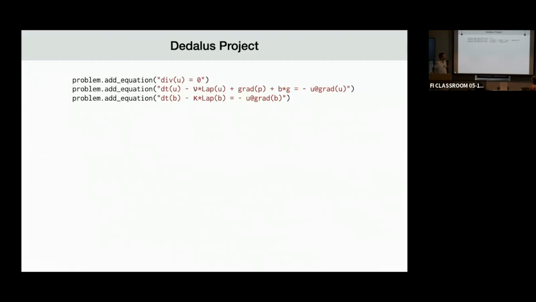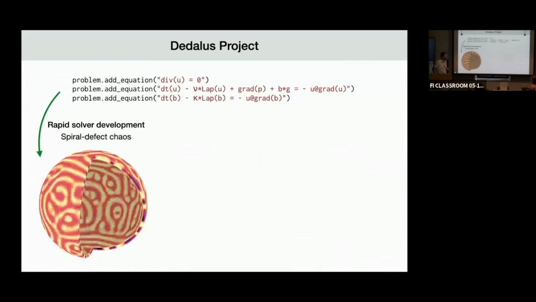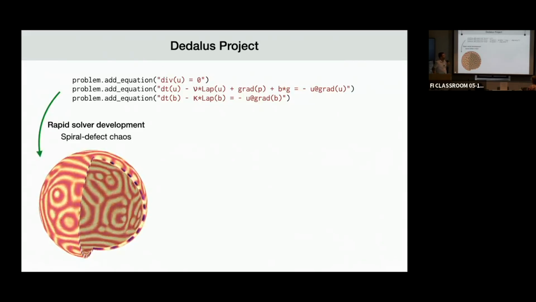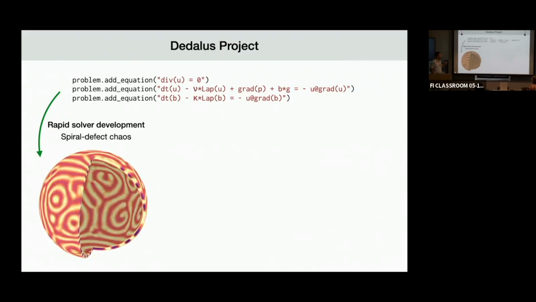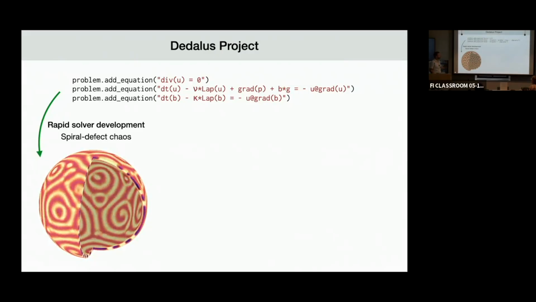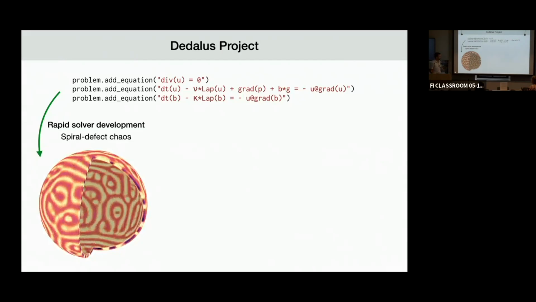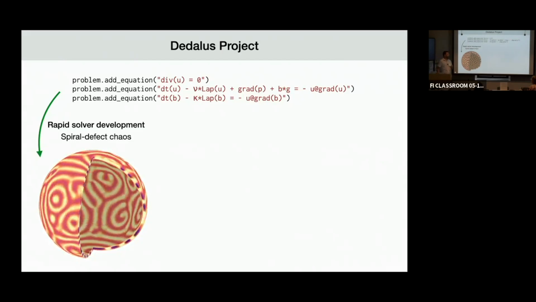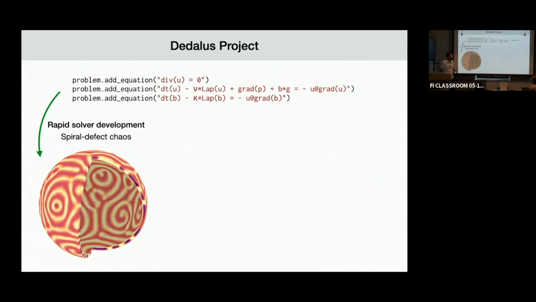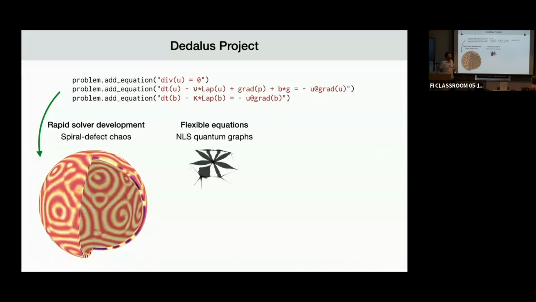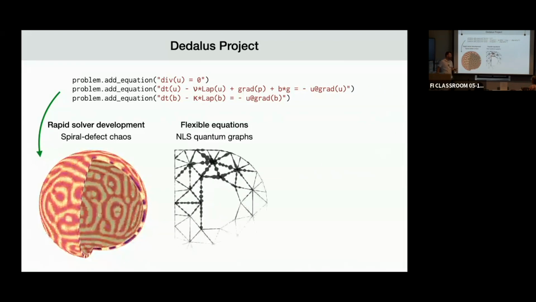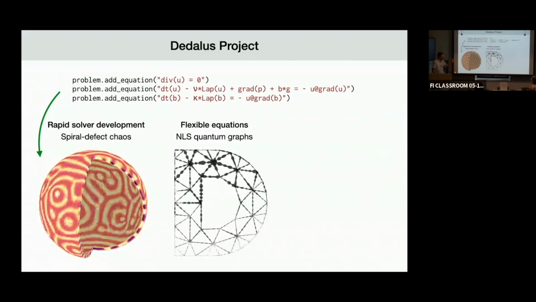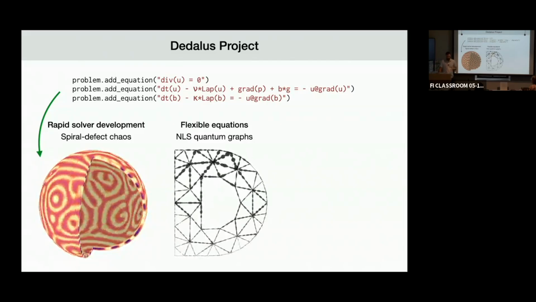So we just type in those equations, and then what the code does is it produces a spectral solver that solves the model that you enter. This enables you to rapidly explore different problems and different geometries. So this is a simulation of Rayleigh-Benard convection in a spherical shell. But again, you're not limited to just hydrodynamics. You can solve things like network problems on graphs. So this is the nonlinear Schrodinger equation on some strange network.